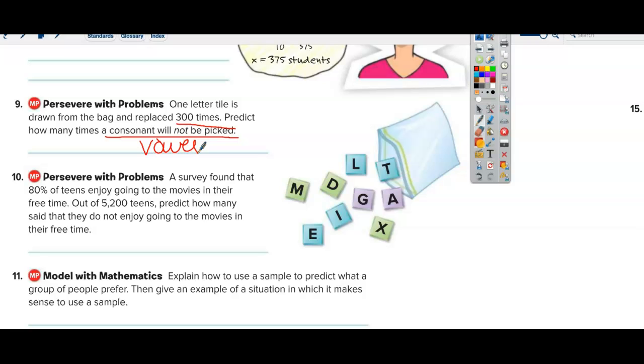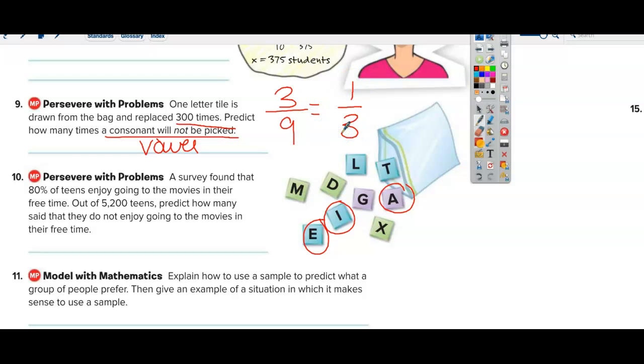So in my bag, how many do I have that are vowels? 3, what are they? A, E, and I. So we have 3 out of how many? There's 9 tiles there, right? Okay, I could reduce this. I don't need to, but you can if you want to. What would I reduce it to? 1/3.